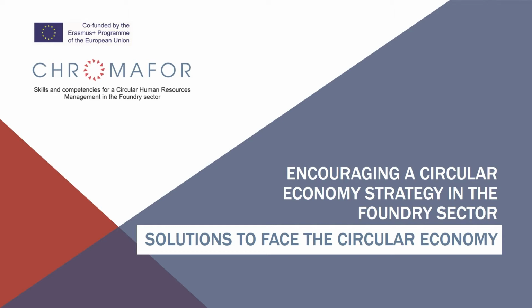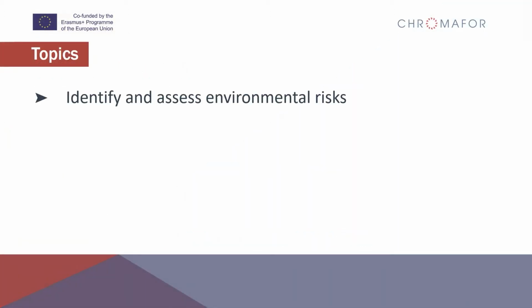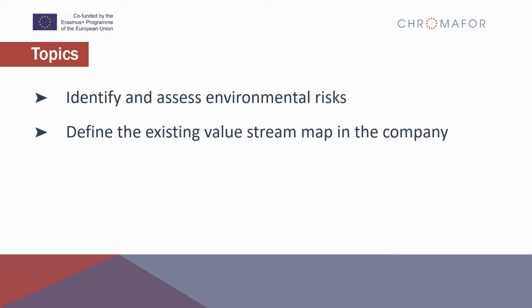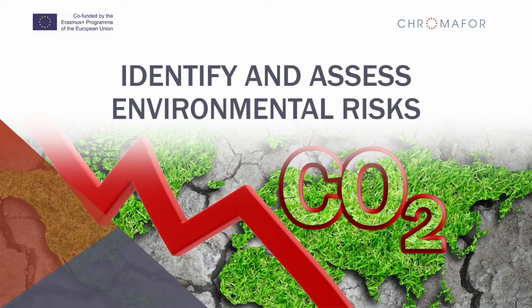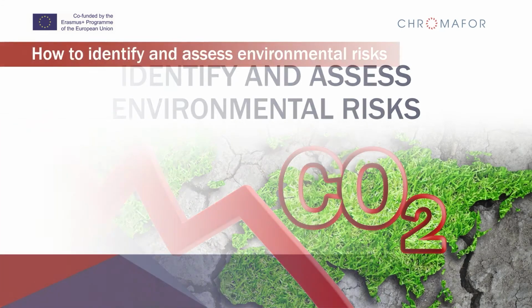Now let's see the main topics of this lecture. Identify and assess environmental risks. Define the existing value stream map in the company. The third topic is identify where value is lost and value at risk. And then, last point, identify circular value opportunities. Let's start with the first topic, identify and assess environmental risks.